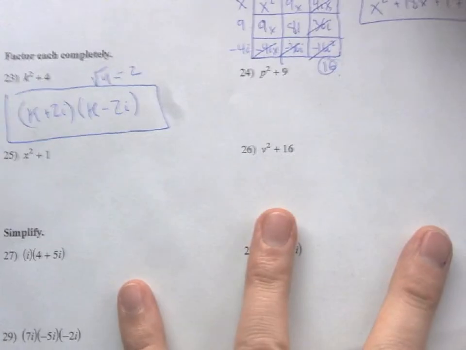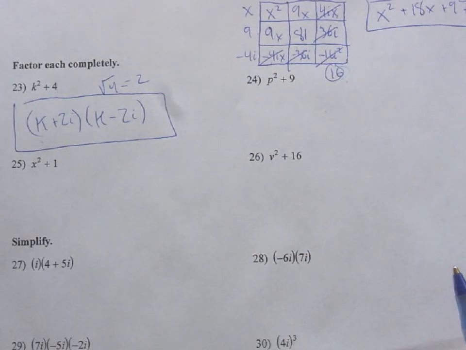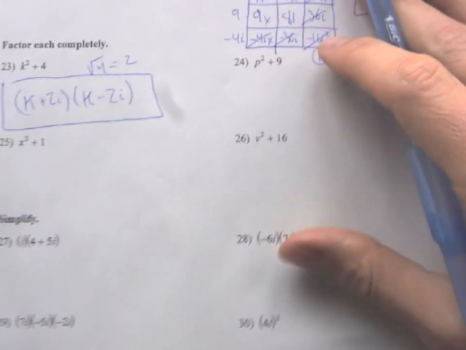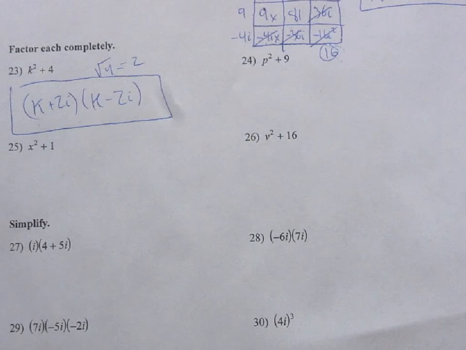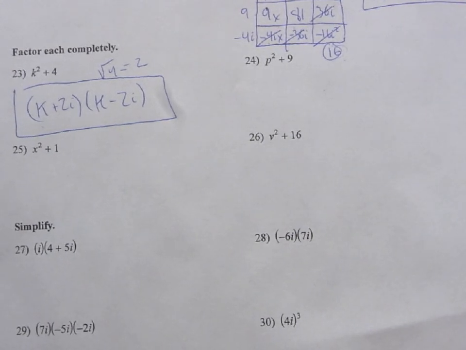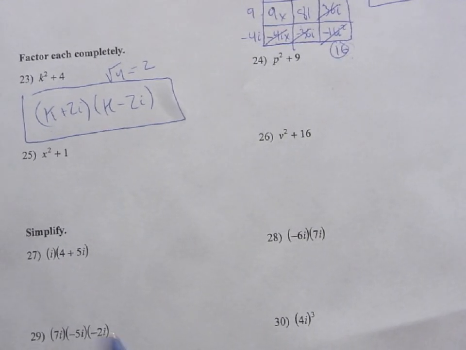All right, these last ones are just kind of grab bag problems. They're just testing your ability to multiply and to understand powers of i. So these two, you're going to get a negative 42i squared, and you know what i squared is equal to: negative 1. This one here, you have 3 different ones.